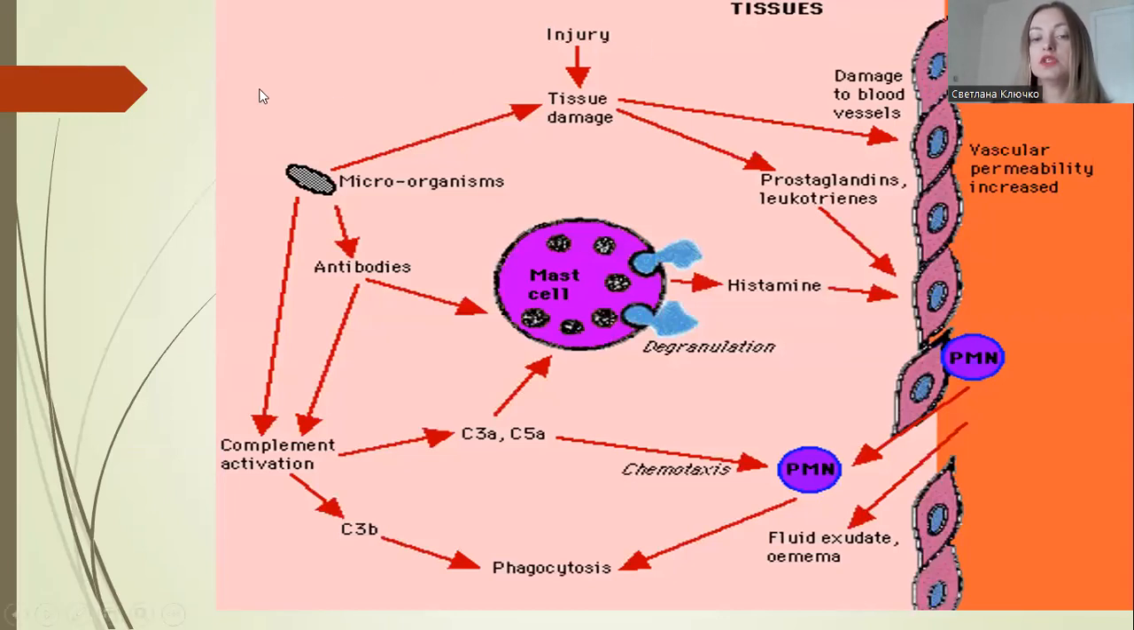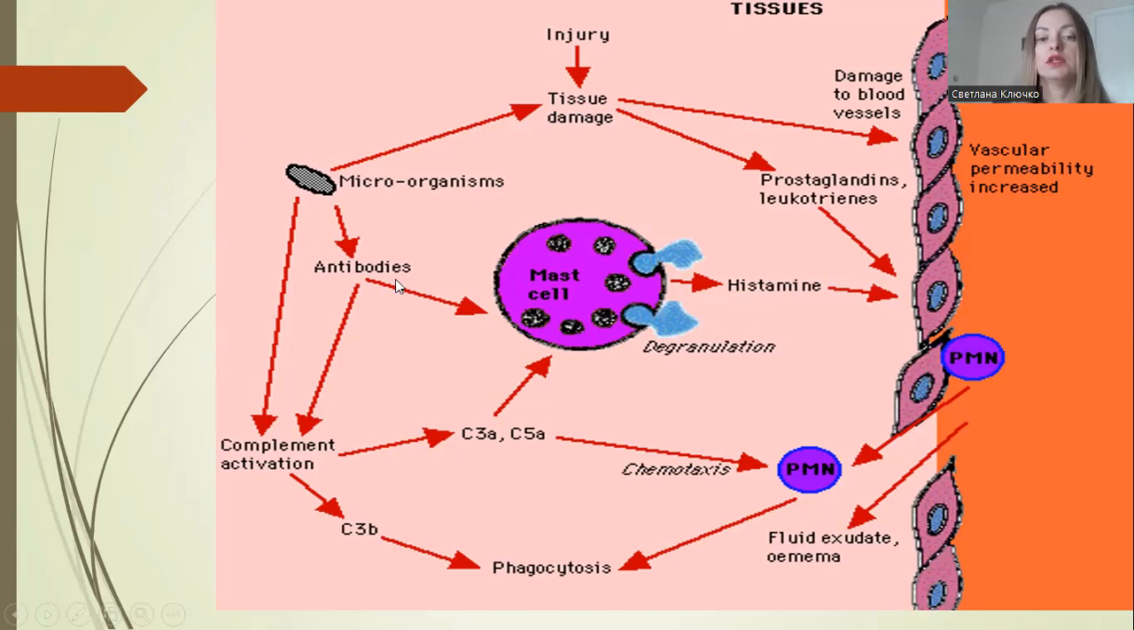This diagram demonstrates the non-specific immune response via action of mast cells. We have injury of tissue. Next, tissue damage. Microorganism acts, and as a result we have tissue damage.